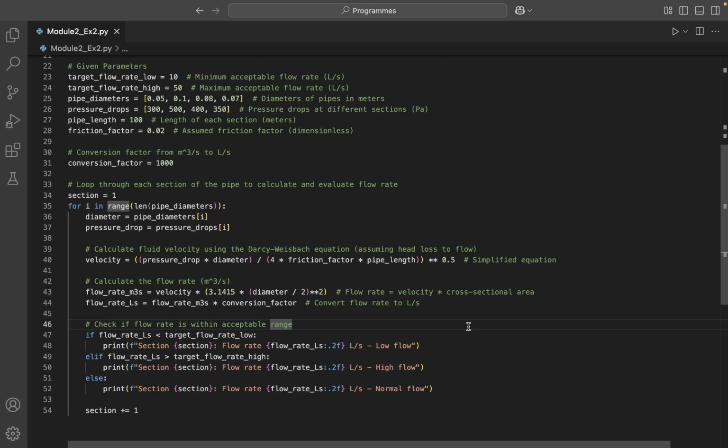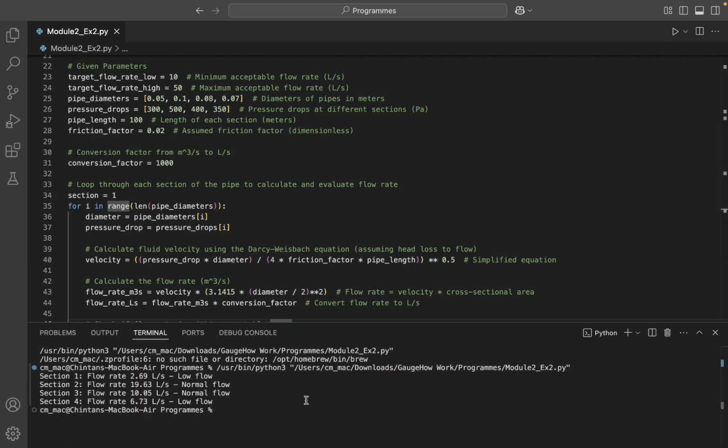So to increase the section, we will use section plus equal to 1. Using this concept, our program will go through each diameter and each pressure drop, then calculate the velocity and flow rate, and check if the value is within the acceptable range or not. Run the program to check the output. As you can see, at section 1, the flow rate we obtained is 2.69 liters per second and it is low flow. In the same way you may read the values for the multiple sections also, and if there are more sections then you can also include them in the given list.